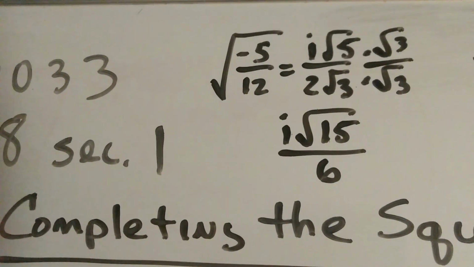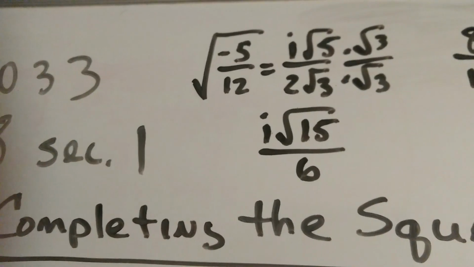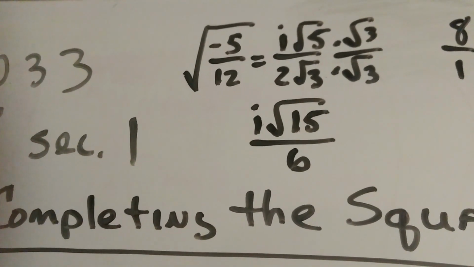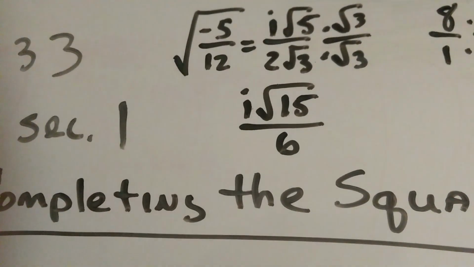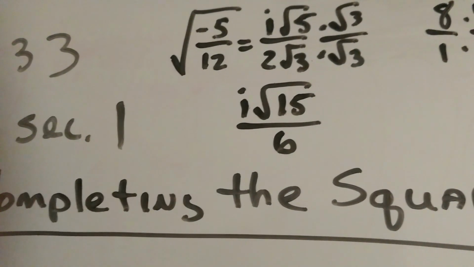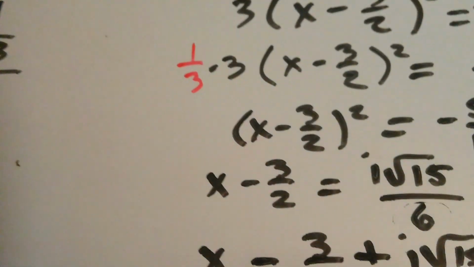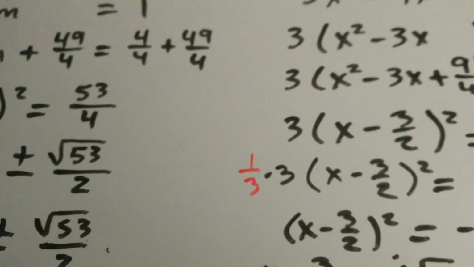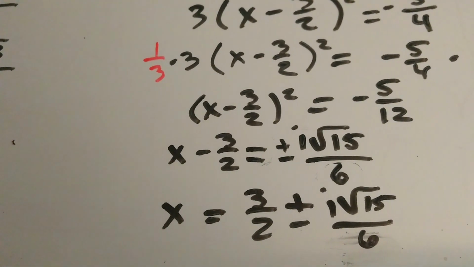Simplify the square root of 12. 4 times 3. Square root of 4 is 2, so it becomes 2 square root of 3. Now I have to rationalize the denominator. So I have to multiply top and bottom by square root of 3. That's how I get i square root of 15 over 6. So that's how I got i square root of 15 over 6.